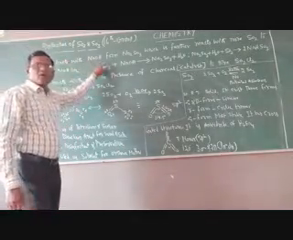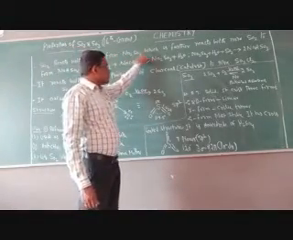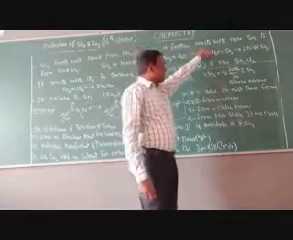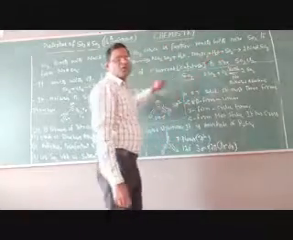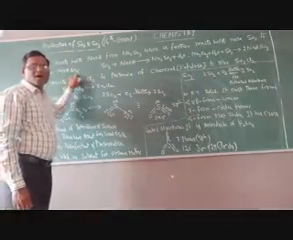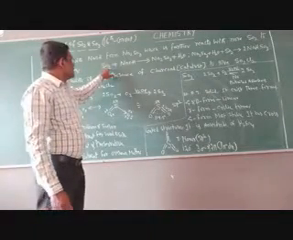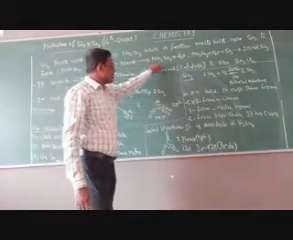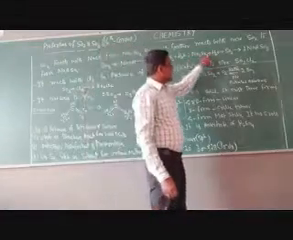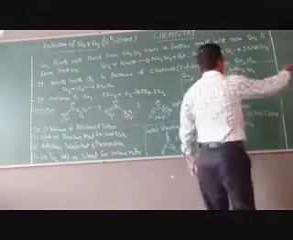SO2 reacts with NaOH to form sodium sulfite, which further reacts with excess of SO2 to give finally sodium bisulfite, or sodium hydrogen sulfite. So that is how SO2 reacts with NaOH: first the formation of sodium sulfite, which further reacts with excess of SO2 to give sodium bisulfite.